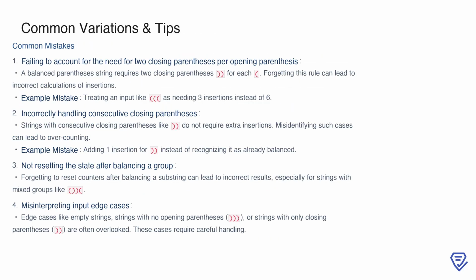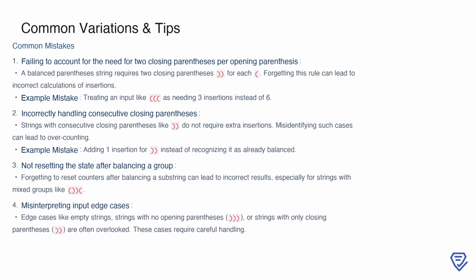When solving this problem, there are several common mistakes to watch out for. First, remember that a balanced parentheses string requires two closing parentheses for each opening parenthesis. For example, if you have 3 opening parentheses you'll need 6 closing parentheses to balance it, not just 3. Forgetting this rule can lead to miscalculations in the number of insertions required.